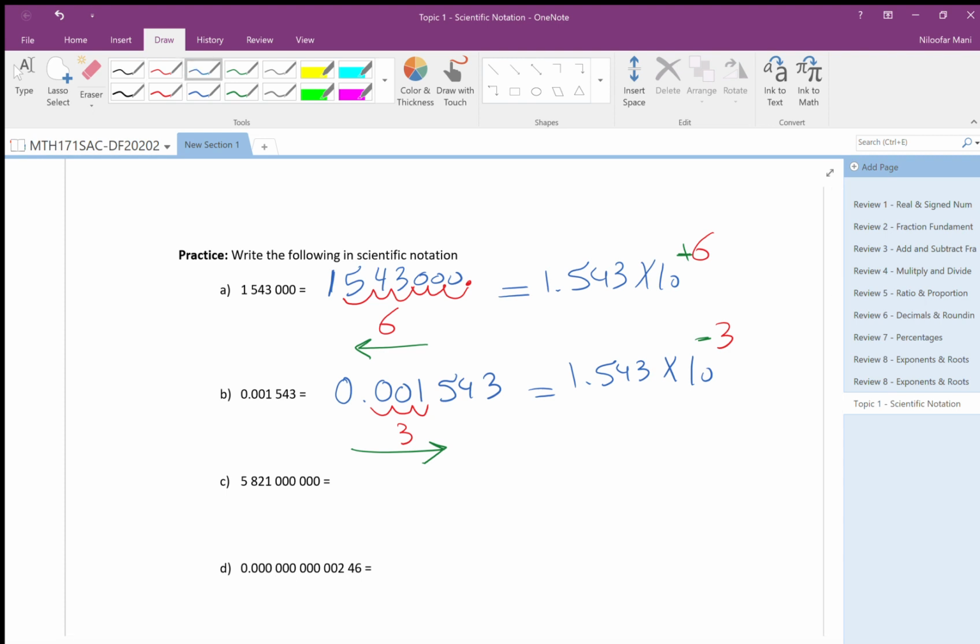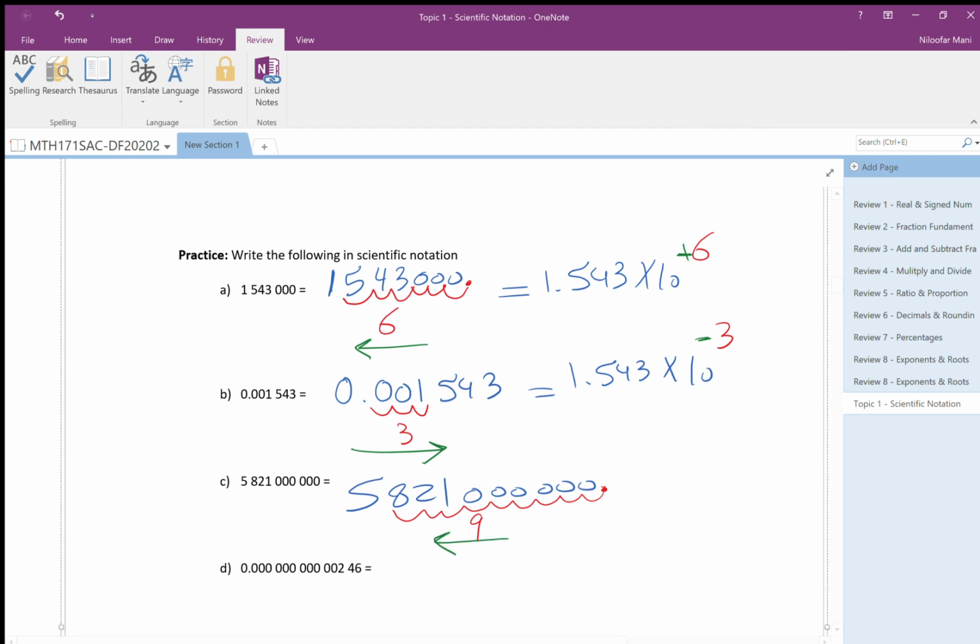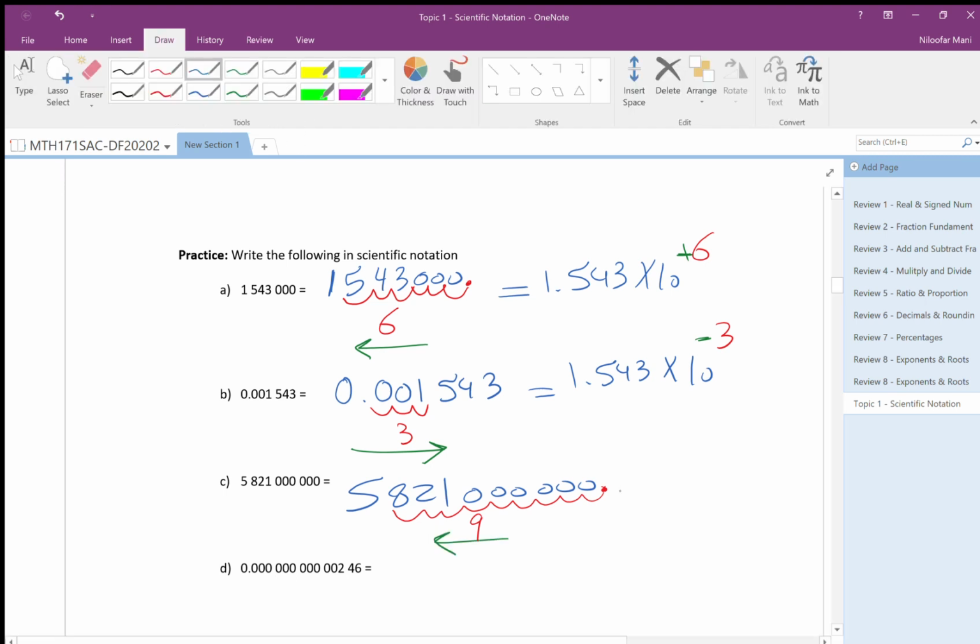How about this? 5, 8, 2, 1, just this many zeros. Okay, I think it's 5,821,000,000. Okay, so I put decimal here when I don't see. How many moves do I have? So 1, 2, 3, 4, 5, 6, 7, 8, 9. Okay, so I have 9 moves. To which direction? To this, so it must be positive. So it is 5.821 times 10 power plus 9.